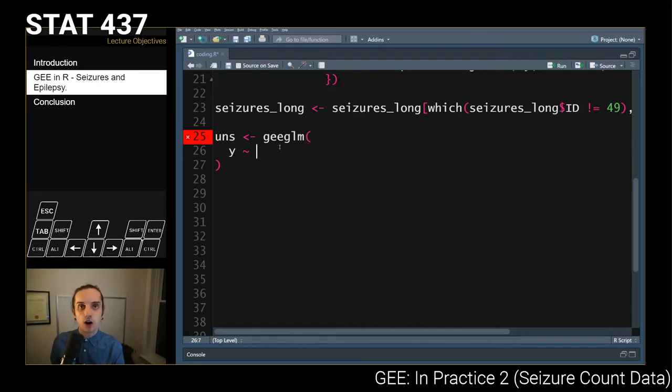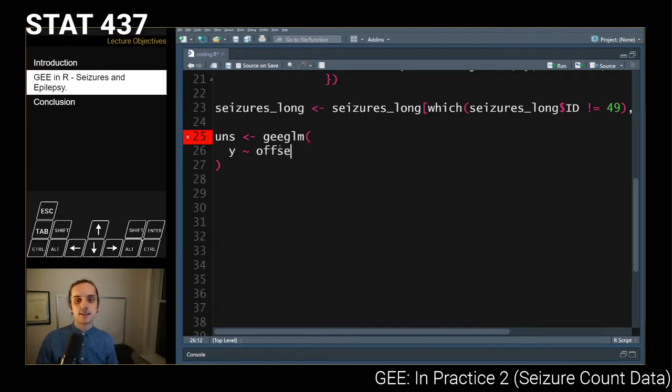And so we actually need an offset term included in the model, because at time zero, the number of weeks that were being observed was 8. It was over 8 weeks. And then for every other observation, it's over a 2-week period, right? And so we'd expect there to be a lot more observations in the baseline than we would for the rest of it, even if there's no effect of treatment, because you're observing 4 times as long.